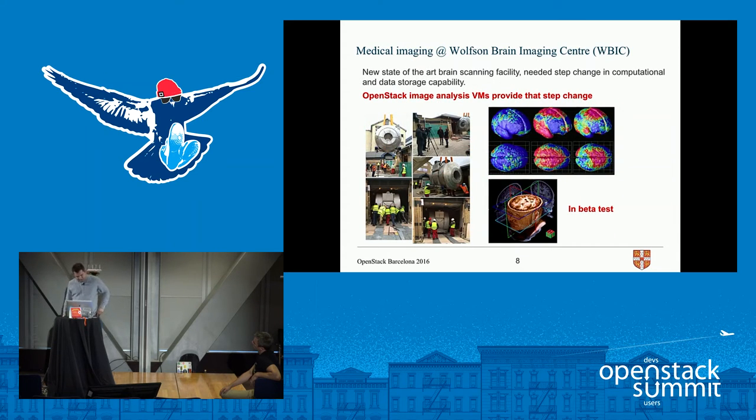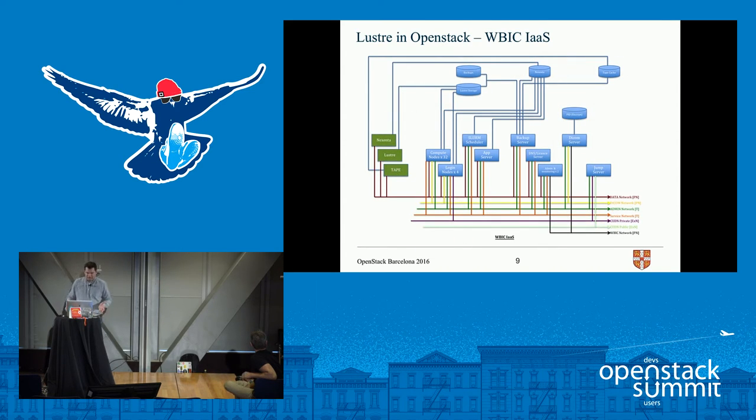One of the first projects that we implemented, which is now beta testing, was a project with the Wolfson Brain Imaging Center. So they were replacing the brain imaging facility. They were installing new scanners and also replacing the compute facility. So we worked with them and agreed that, because of the requirements on isolation and security, we would build this new computational infrastructure inside OpenStack. So we designed the platform. Essentially it is a cluster with compute nodes, login nodes, scheduler, and different types of storage.